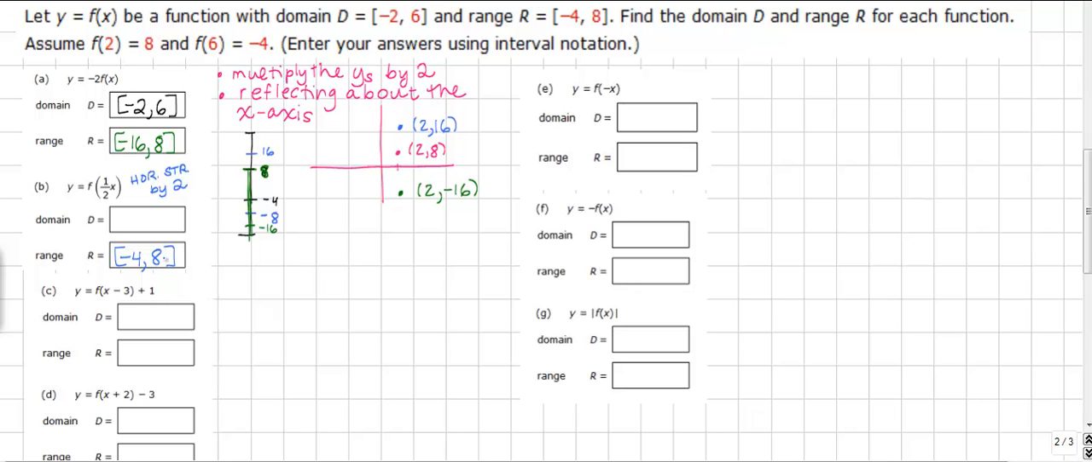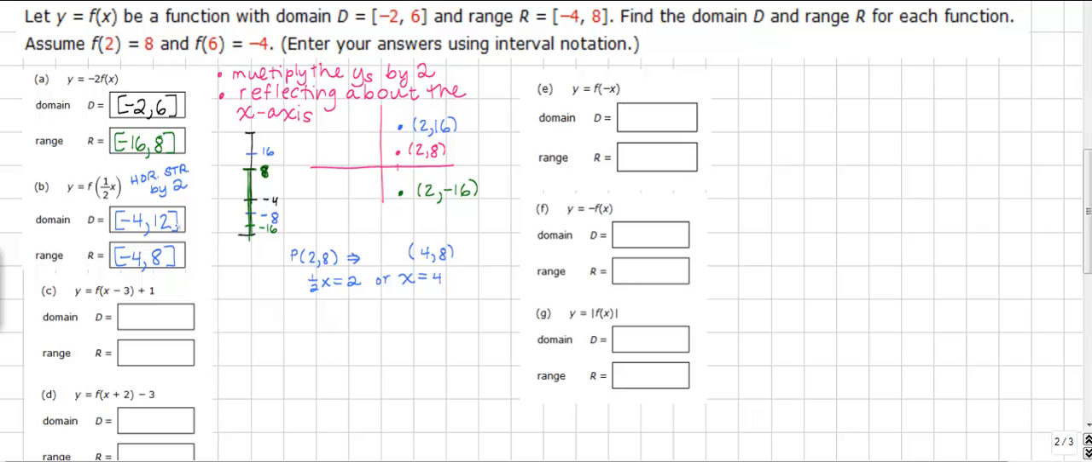The horizontal stretch by 2 means that, if you want to think about it like this, your ordered pair 2, 8: 1/2 x replaces x, so 1/2 x would have to become the value 2, which means my value would have to be x equals 4. So this guy would move to 4, 8. So basically what are you doing? You're multiplying all your x coordinates by 2. So my new domain would be the closed interval -4 to 12.